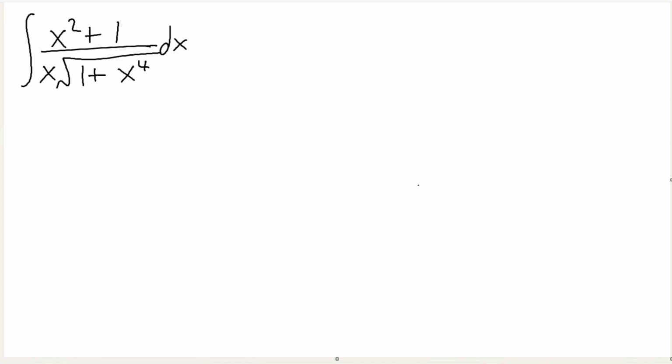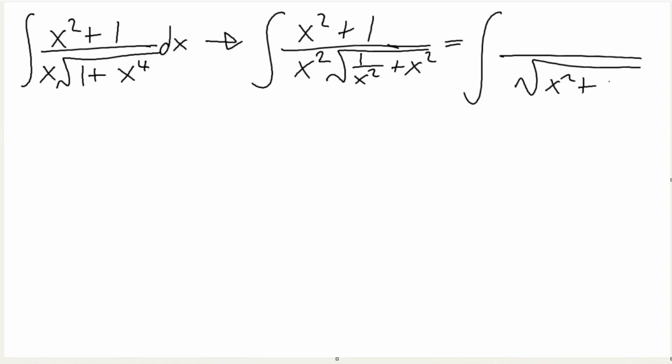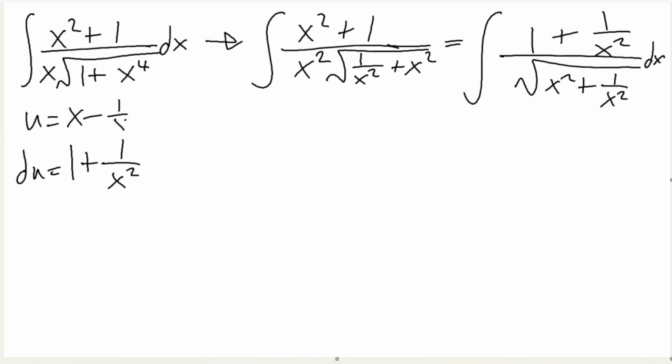This looks weird. What do we do here? Well, I want to take out the x squared here. So maybe the x squared becomes the square root of x squared, which gives me an x squared outside. Let's try it. So we have x squared now, and this becomes 1 over x squared plus x squared. Then I can divide everything by x squared, and I get 1 plus 1 over x squared. So that's my du here. If I want my du to be 1 plus 1 over x squared, u is equal to x minus 1 over x.